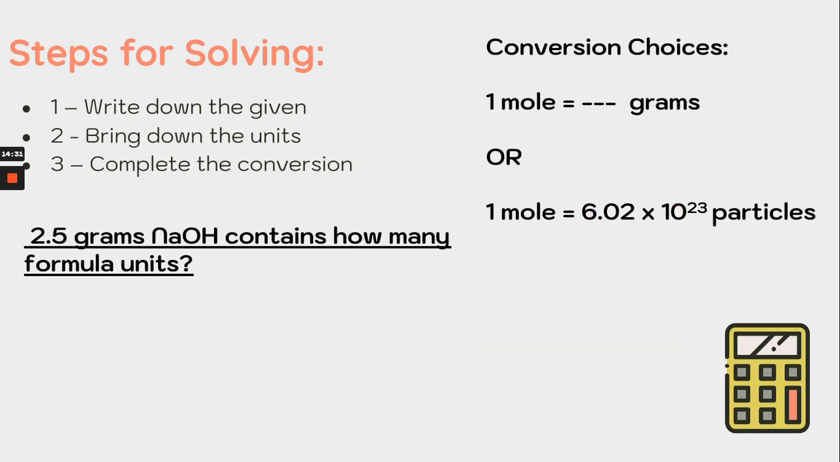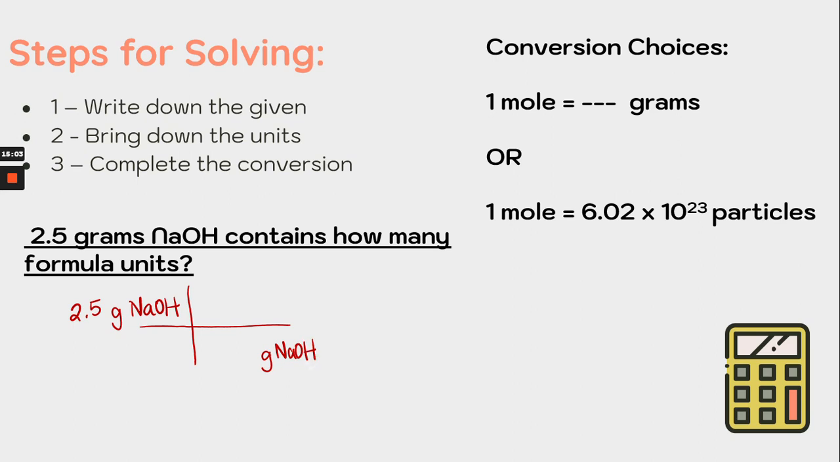Actually, this one I'm going to do both of these with you. So this one is 2.5 grams of NaOH is my given, and I'm going to go to formula units again. So again, trusting in the process. So 2.5 grams of NaOH, that's step 1. Step 2, bring down those units. So here they come down here, grams of NaOH.